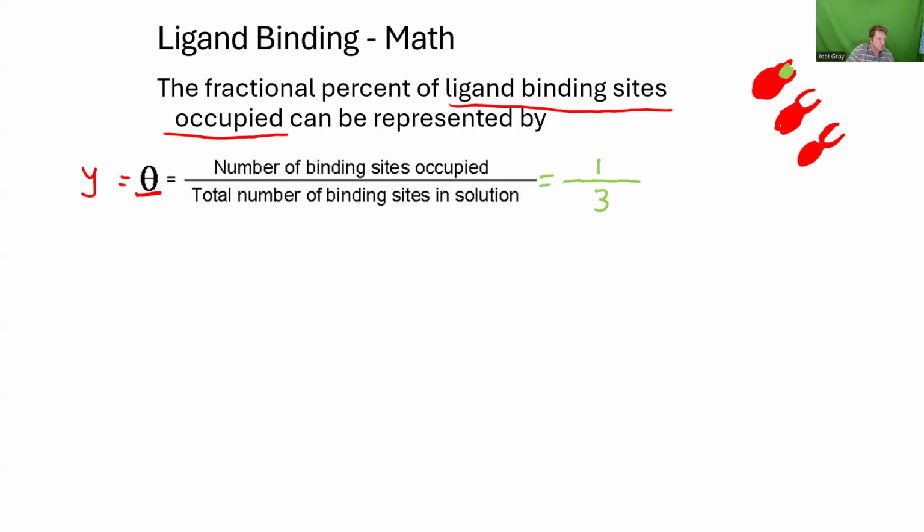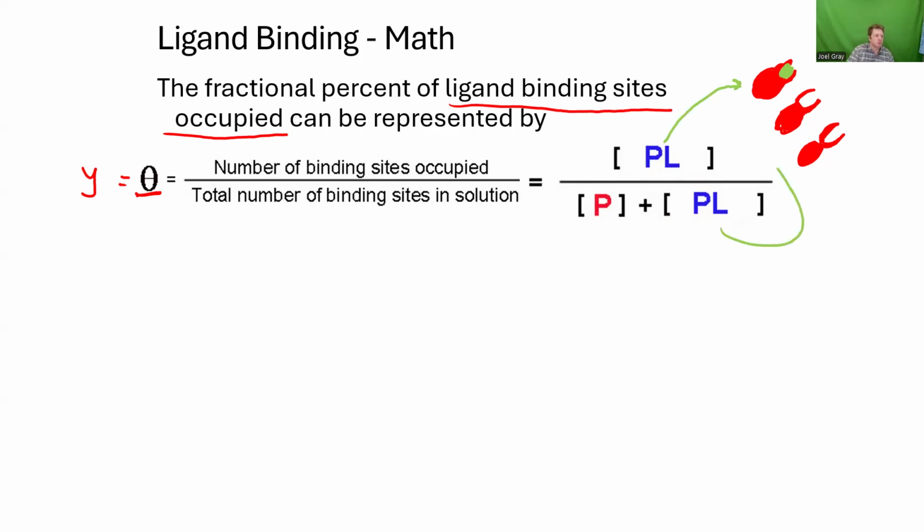Another way that we can put this is we can look at the concentration of what's known as our protein ligand complex. So how many complete PLs are there? This would be basically that. And then we divide that by the total number of binding sites in solution. So this plus this and this. So that would get us 1 divided by 3. There is 1 ligand binding site that's occupied, and there are a total of 3 binding sites.